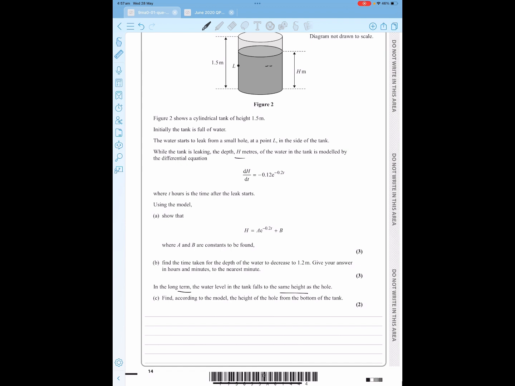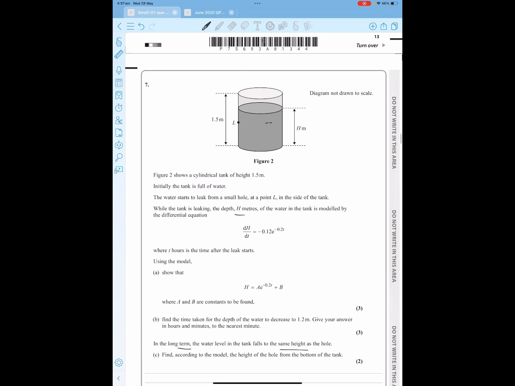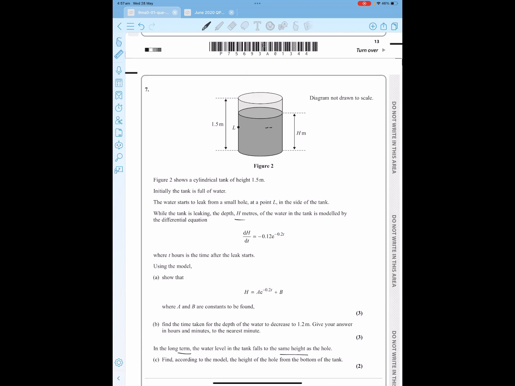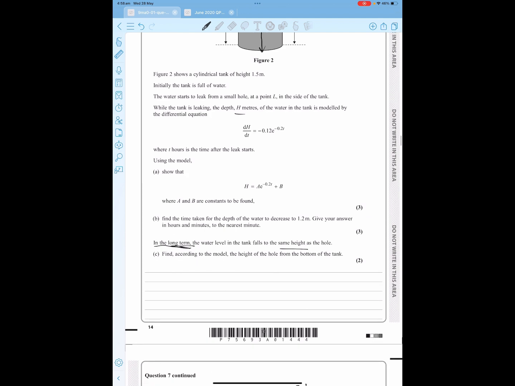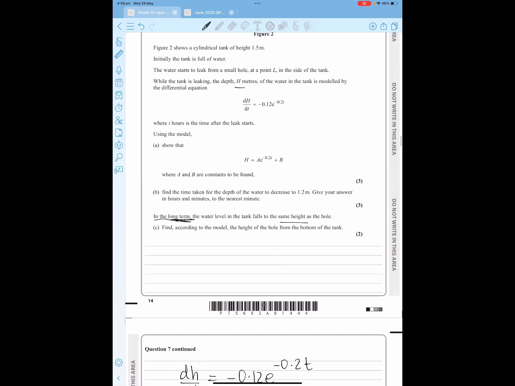Okay, so for part C, in the long term, the water level in the tank falls to the same height as the hole. Find, according to the model, the height of the hole from the bottom of the tank. So all it's asking us is that with time, this water level would basically just drop to L, which is the hole. So we need to find this height. Now, it says in the question that it happens in the long term. So that's your key phrase.